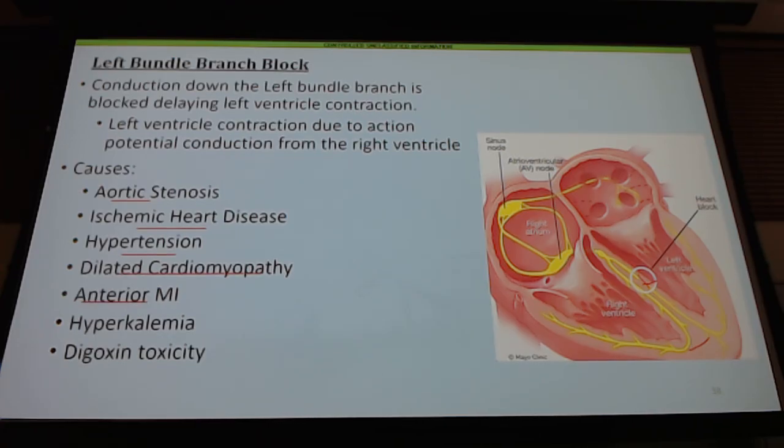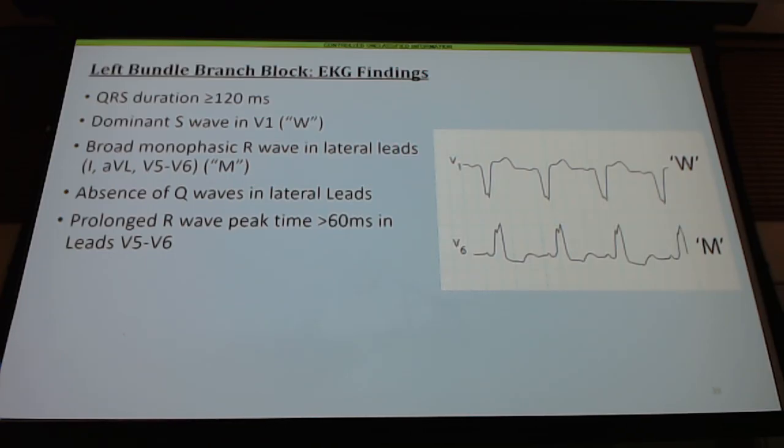An anterior MI that knocks out the left bundle, hyperkalemia, and even digoxin toxicity can cause a left bundle branch block. The criteria for a left bundle branch block is still, because you're not using the normal conduction pathway, you're going to have that widened QRS. You're going to have what's called a dominant S wave in V1. This is also known as a W. And a broad monophasic R wave in the lateral leads, or an M. So it almost looks like bunny ears in your lateral leads.